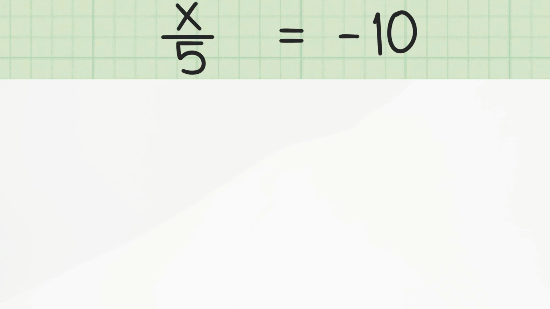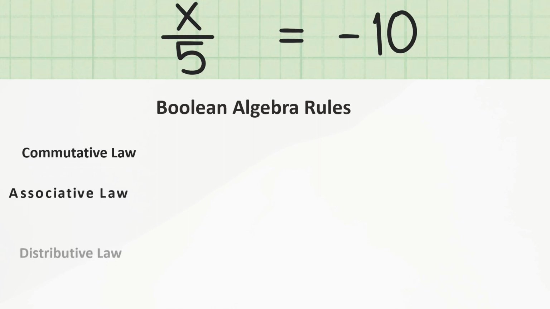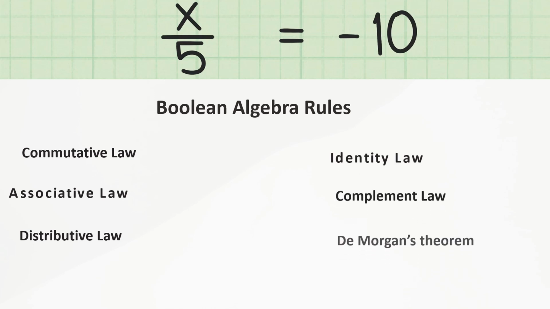In our journey through Boolean algebra, we encounter foundational rules governing its operations. The commutative law, associative law, distributive law, identity law, complement law, and De Morgan's theorem are among the fundamental principles shaping Boolean algebra. Understanding these rules is crucial for simplifying and optimizing logical expressions and digital circuits.